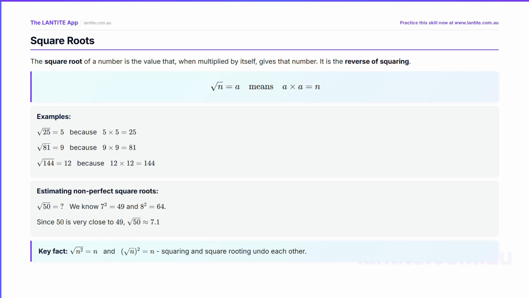Sometimes you'll need to estimate square roots of numbers that aren't perfect squares. For example, what is the square root of 50? We know that 7 squared is 49 and 8 squared is 64. Since 50 is very close to 49, the square root of 50 is approximately 7.1. The key relationship to remember is that squaring and square rooting undo each other.